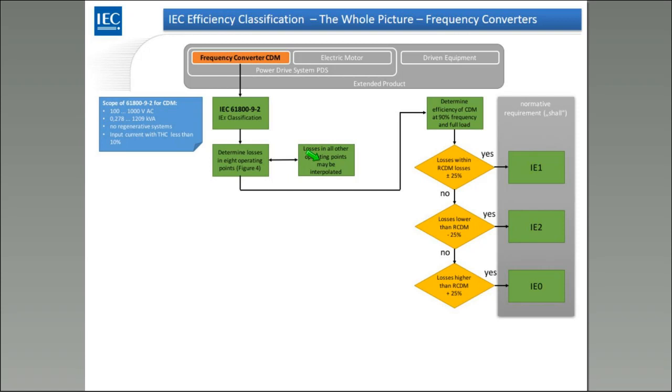And then, just like a motor, the efficiency of a frequency converter is determined at 90% frequency in full load. And then there's a little bit different philosophy here with a reference CDM, and you can then classify the frequency converter and its losses into the classes IE1, IE2, or IE0.